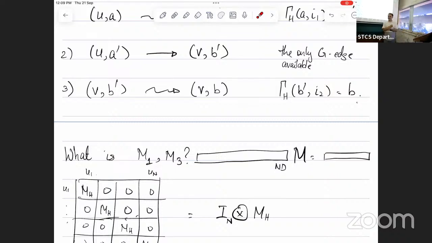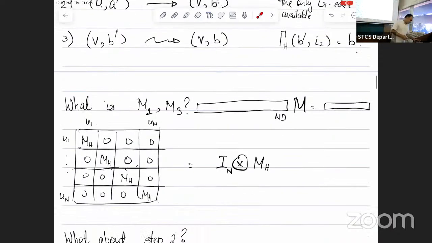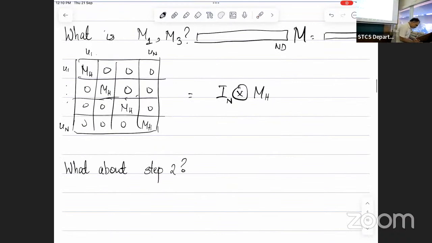So this is basically the rotation map. You are saying I go from (u, a') to (v, b') to indicate that v was the a'-th neighbor of u and u is the b'-th neighbor of v. So what you're doing in step 2 is just applying the rotation map.